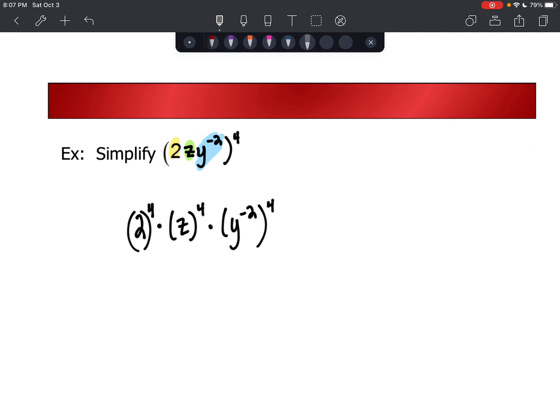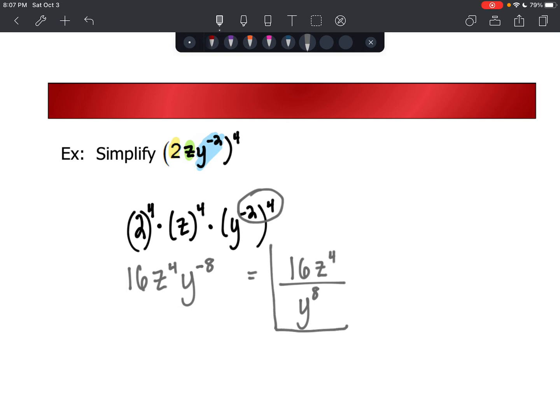2 to the 4th is 16, z to the 4th times y to the negative 8. A power to a power, you multiply. We need to make that negative exponent positive. So y to the negative 8 becomes y to the positive 8th in the denominator. And our answer is 16 z to the 4th over y to the 8th.